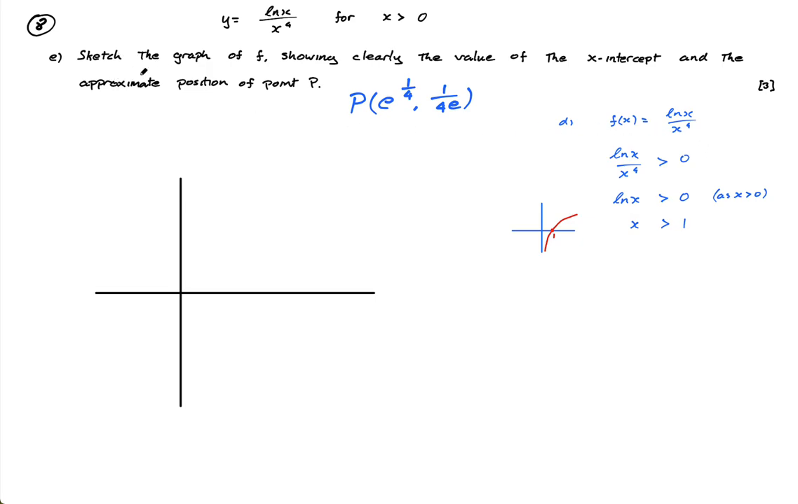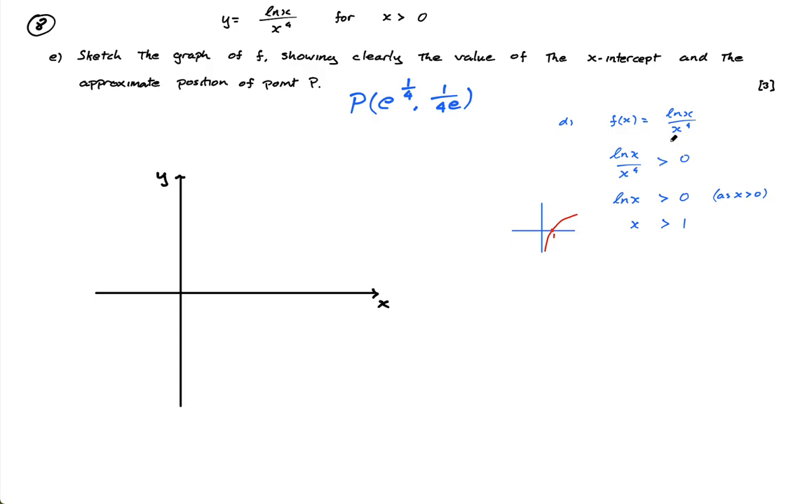Okay, so it says for part E, sketch the graph of f showing clearly the value of the x-intercept and the approximate position of p. And it's only for x greater than 0, by the way, guys. So let's say this is x and this is y.